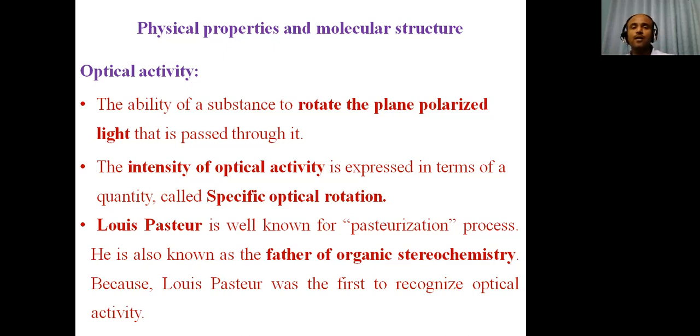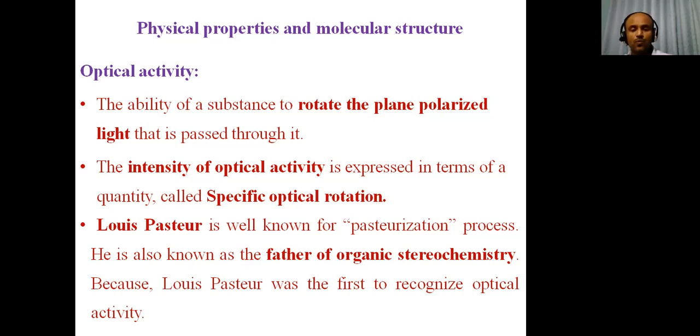Now we are going to discuss the first physical property that is included in our syllabus, that is optical activity. The ability of a substance to rotate the plane polarized light passing through it is called optical activity. The intensity of optical activity is expressed in terms of a quantity called specific optical rotation. So if you want to compare the optical rotation of different substances, then a term is introduced that is called specific optical rotation.